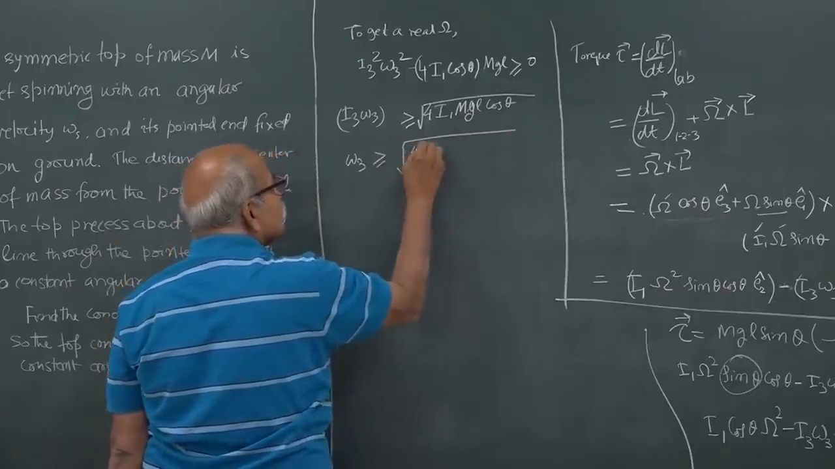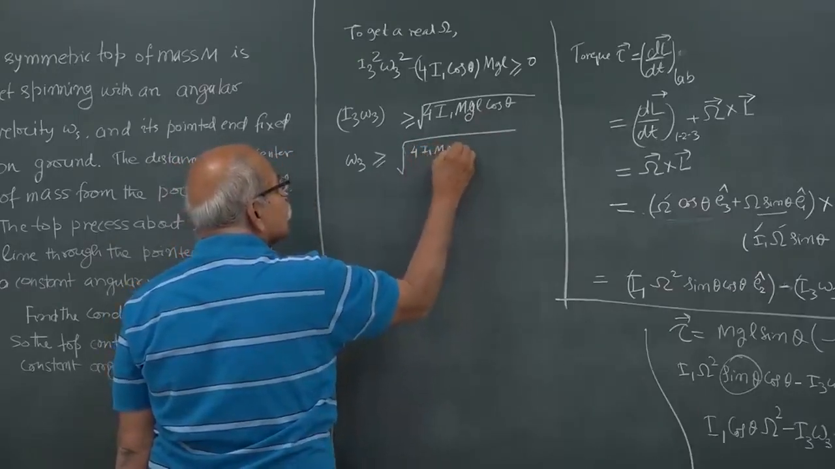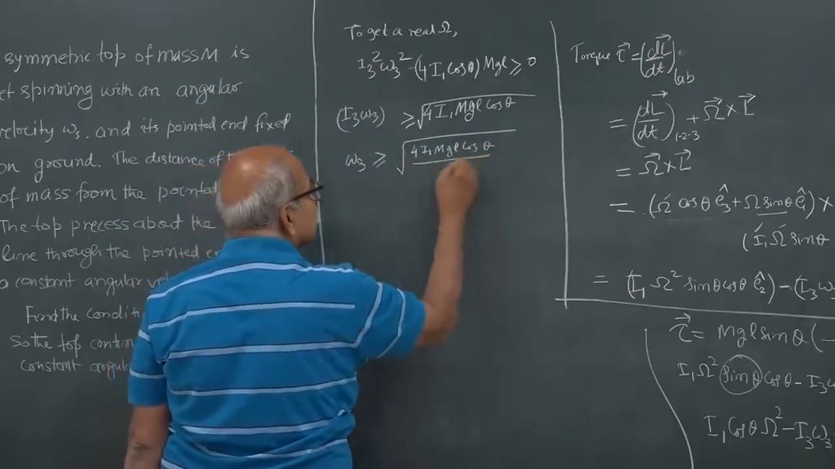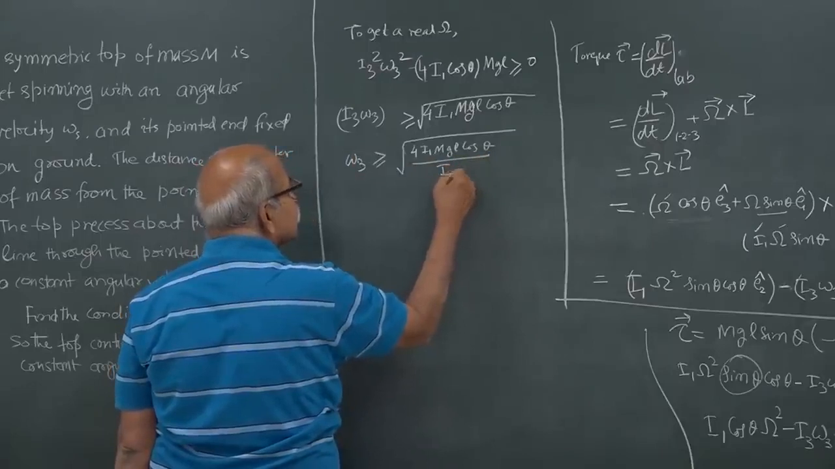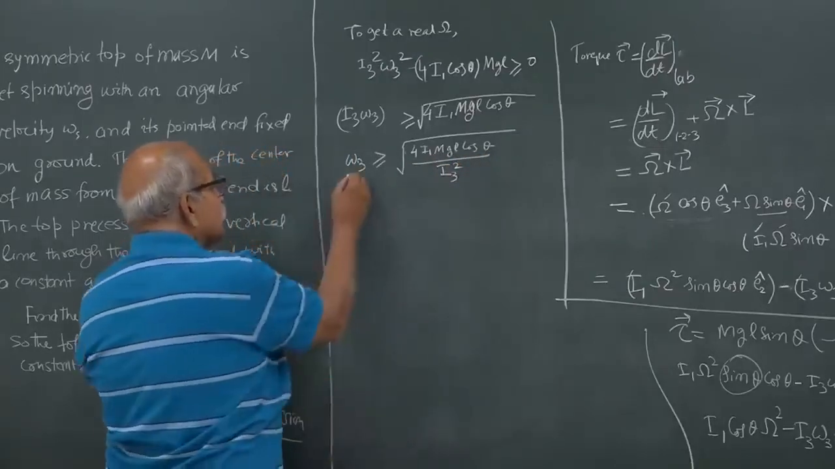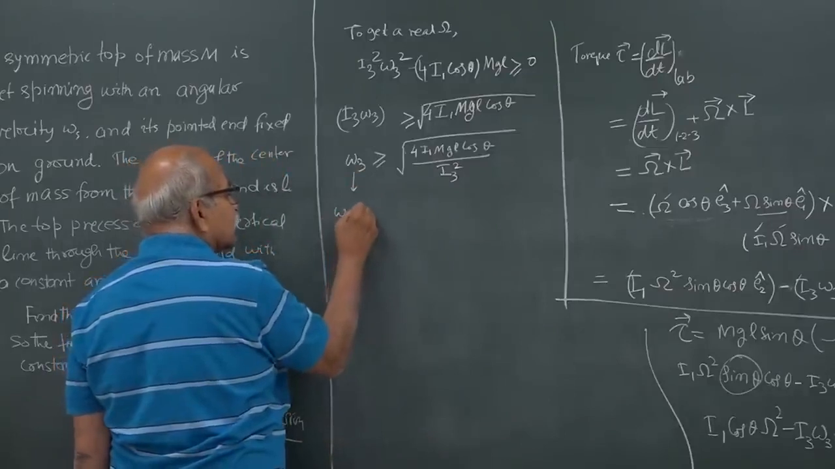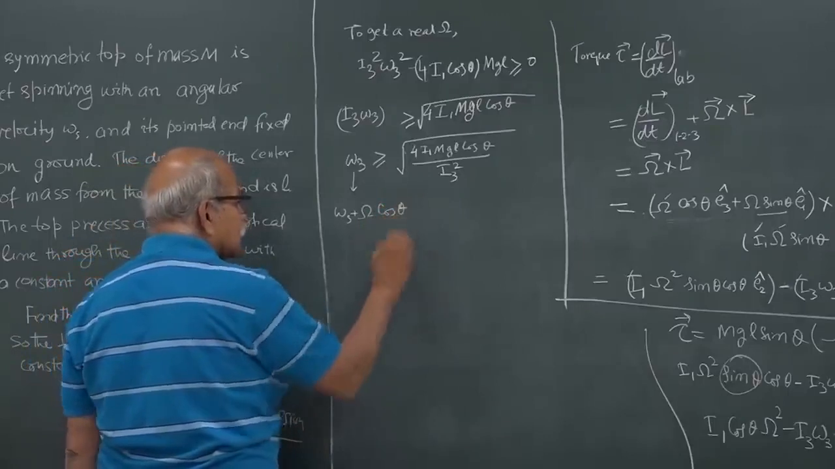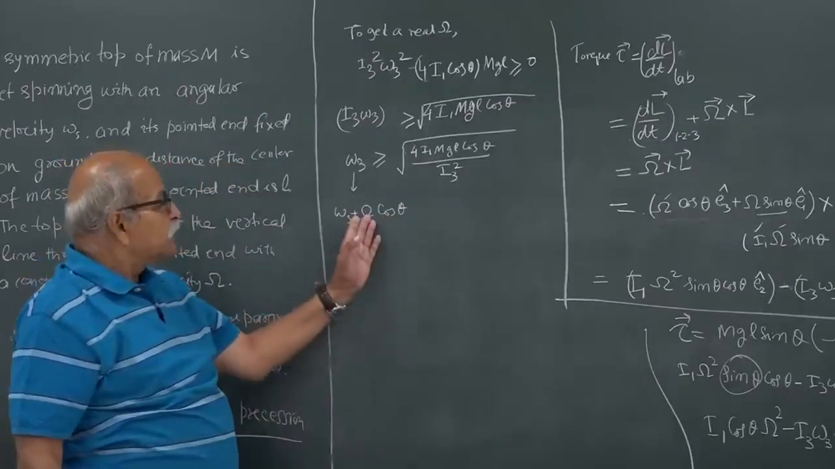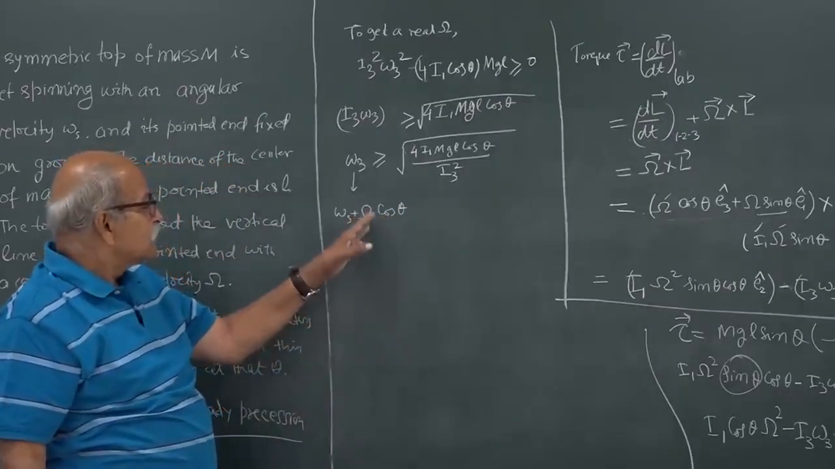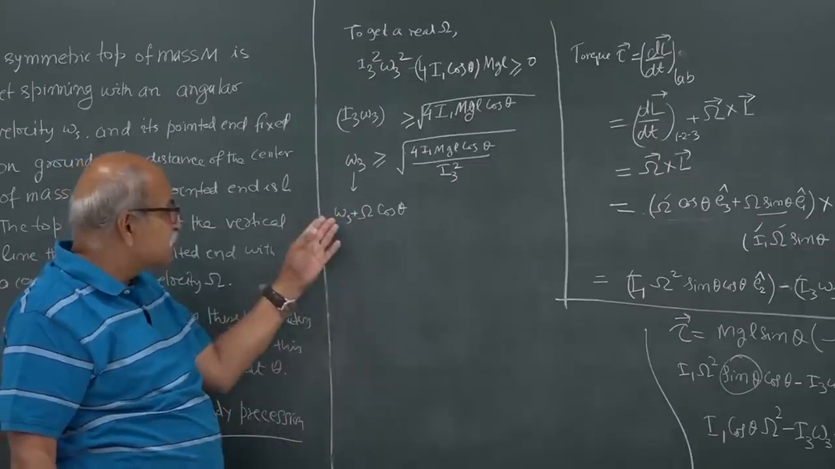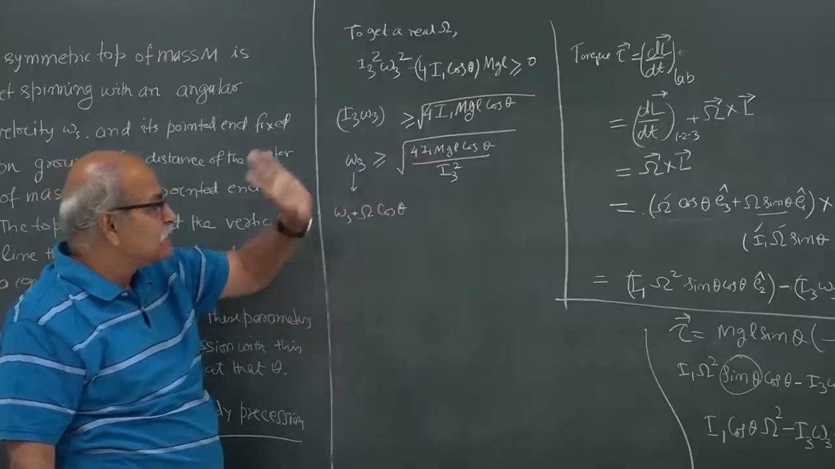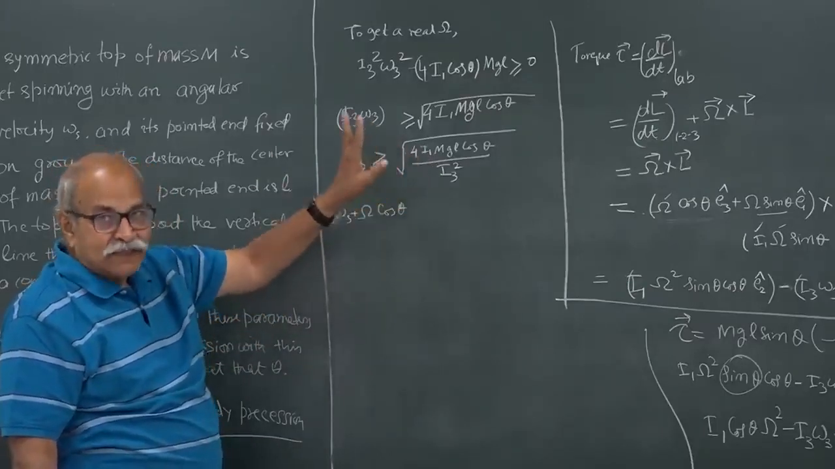square root of 4 I1 mgL cos theta divided by I3 square, like that. And remember, this omega 3 is omega s plus Omega cos theta, right. This was our omega 3. This capital Omega is going to be small, we will just see. This omega s is to be fast enough to make this omega 3 greater than or equal to this. So, this is the first condition for steady precession.